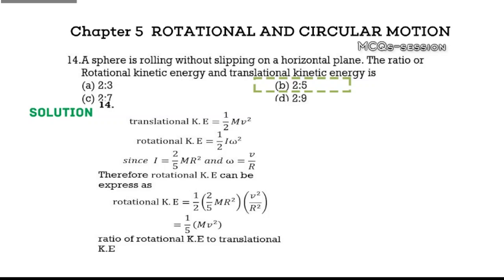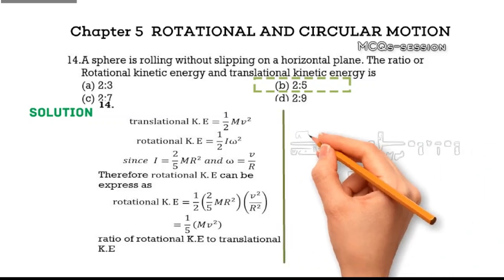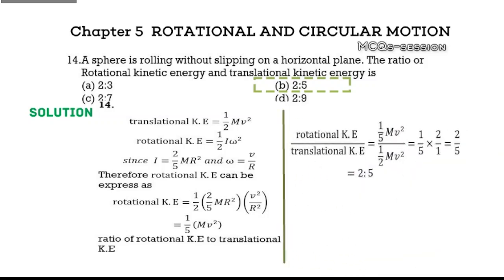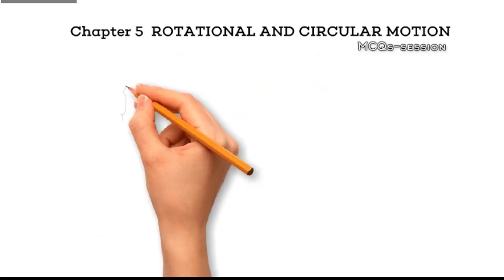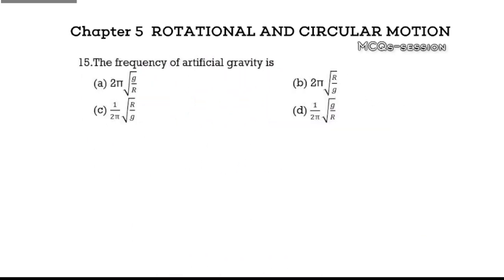This simplifies to rotational kinetic energy being 1/5 of the mass times the velocity squared. To find the ratio, divide the rotational kinetic energy by the translational kinetic energy. Simplify this ratio by canceling out any common terms. The result is that the ratio of rotational kinetic energy to translational kinetic energy is 2:5. So the final answer is that the ratio of rotational kinetic energy to translational kinetic energy for a solid sphere is 2:5. Question 15. The frequency of artificial gravity is A.